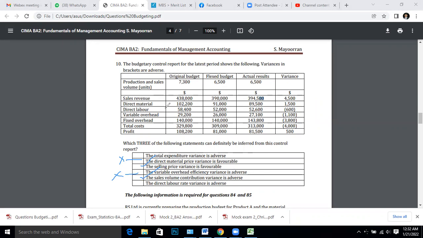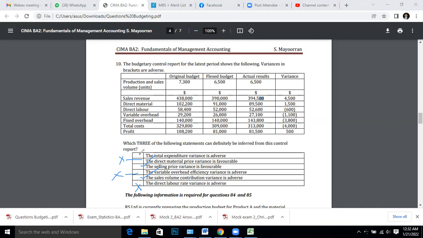Labor rate variance is adverse. No, we can't tell about labor. That is wrong because labor total variance is adverse. Total adverse means it's including efficiency and rate. So I don't know whether rate is adverse or not. It could have been favorable. So that is wrong.